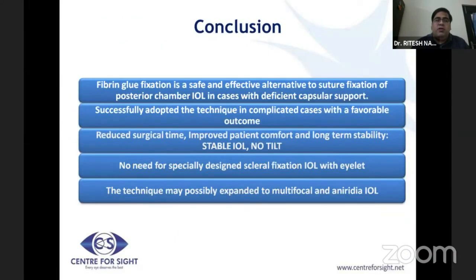So in conclusion, fibrin glue fixation or the glued IOL is a safe and effective technique in comparison to suture fixation or PCIOLs. It can be employed in a lot of complicated cases also, as my future speakers would be talking about. The surgical time is significantly less. The patient comfort is a lot more. We have been doing it for a decade now, and we have seen long-term stability, I would say. And you don't need any specially designed IOLs. And it can be done in multifocals and aniridia IOLs also.